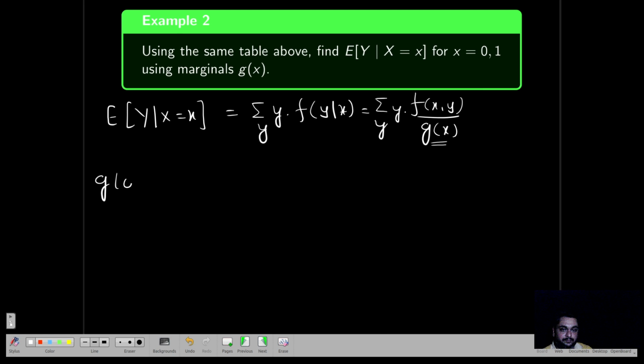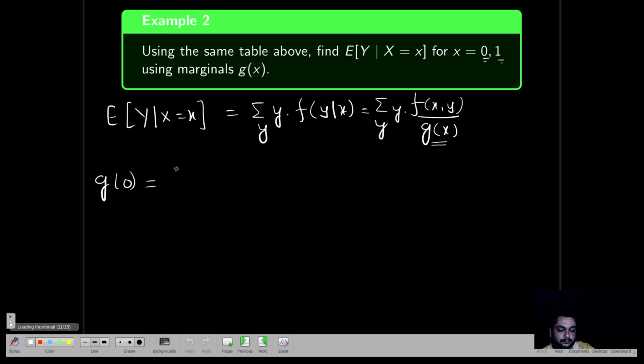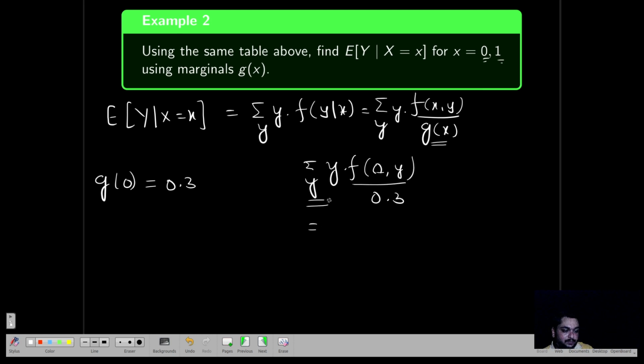Find g of 0. I will solve for x equal to 0, and you try it for x equal to 1. How will you find g of 0? Fix the table, fix x is 0 and then add over y. This will be 0.3. So g of 0 is 0.3. You substitute it here. Summation of y into f of x, which is already fixed at 0, comma y is varying, divided by 0.3. So we add it over all the values of y.